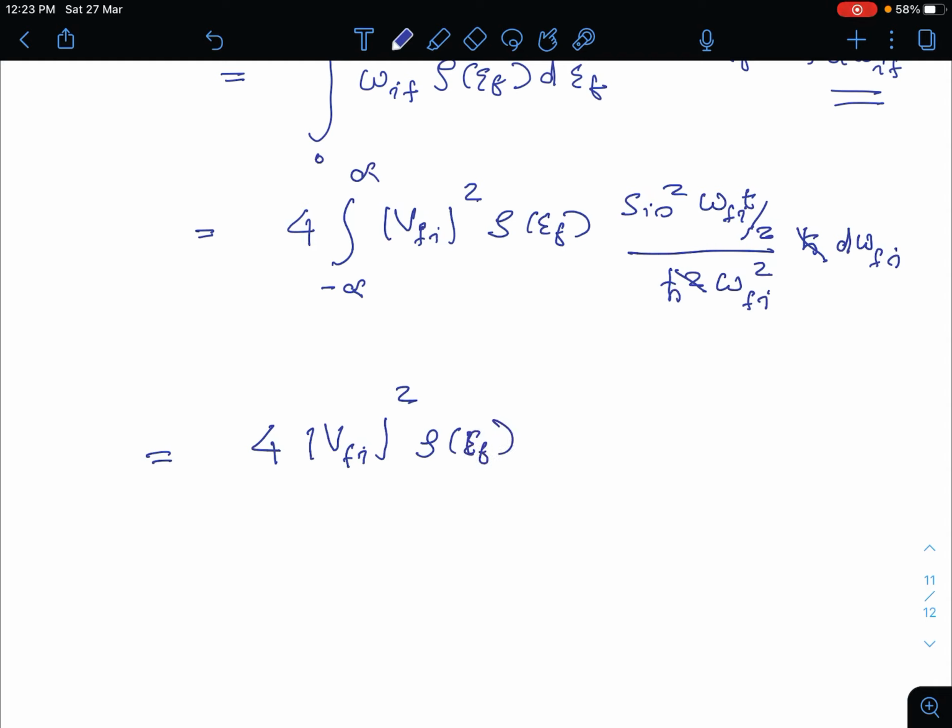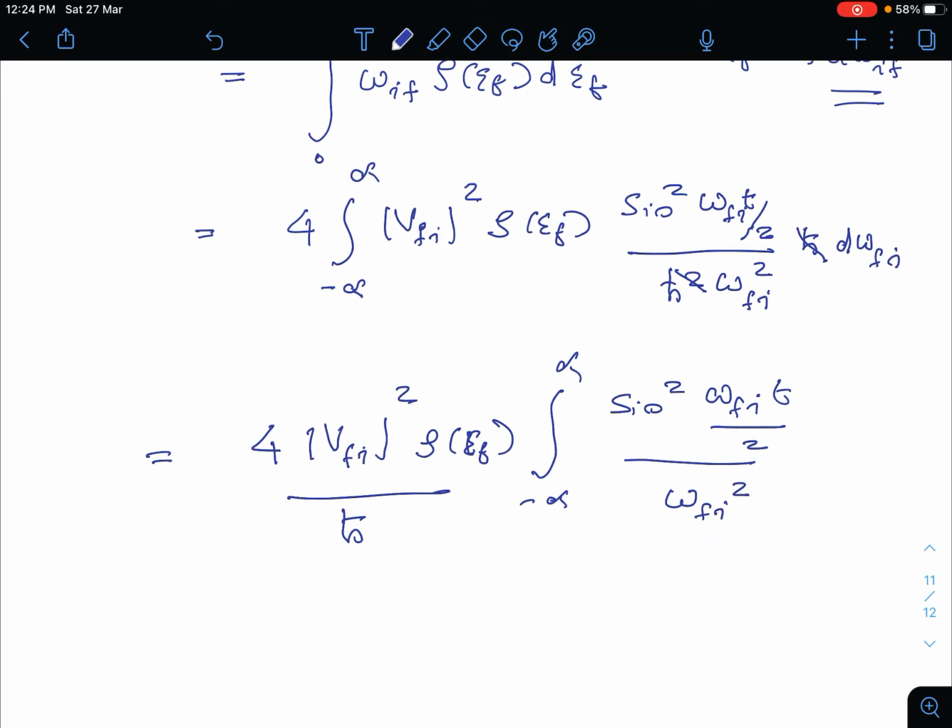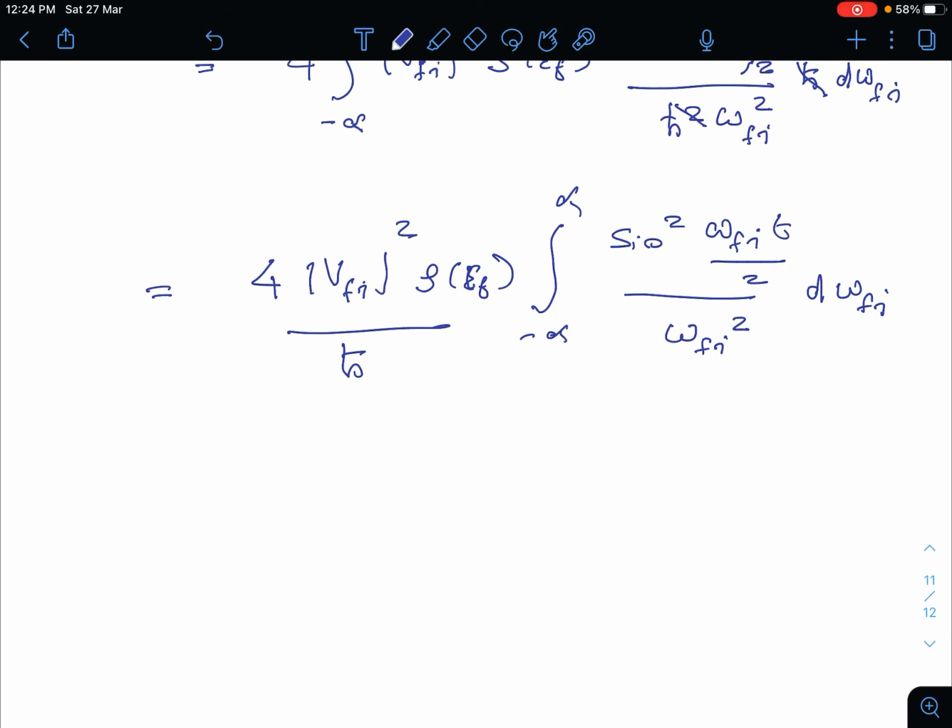Okay, then what remains? The integral from minus infinity to plus infinity of sin^2(omega_fi t/2), then there is h cross, which also I am taking outside, divided by omega_fi squared d omega_fi. But we know that the integral from minus infinity to plus infinity of sin^2 x by x^2 dx is equal to pi. So I have to make this integral into this form.